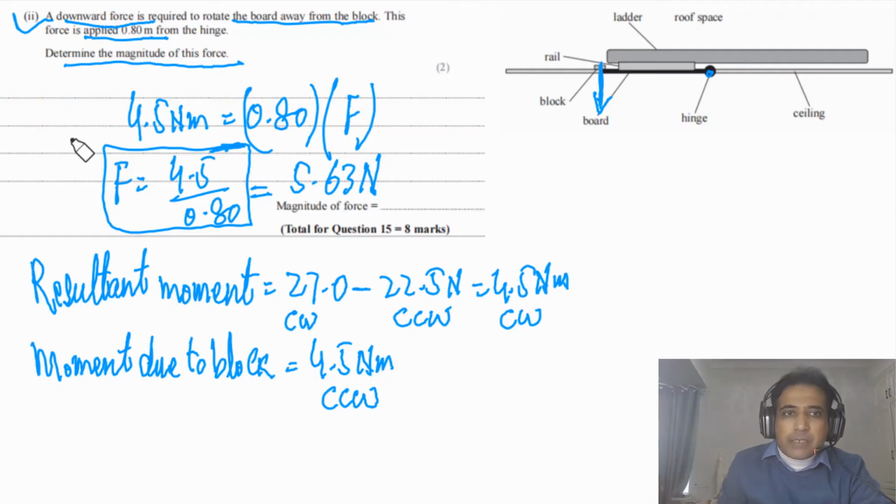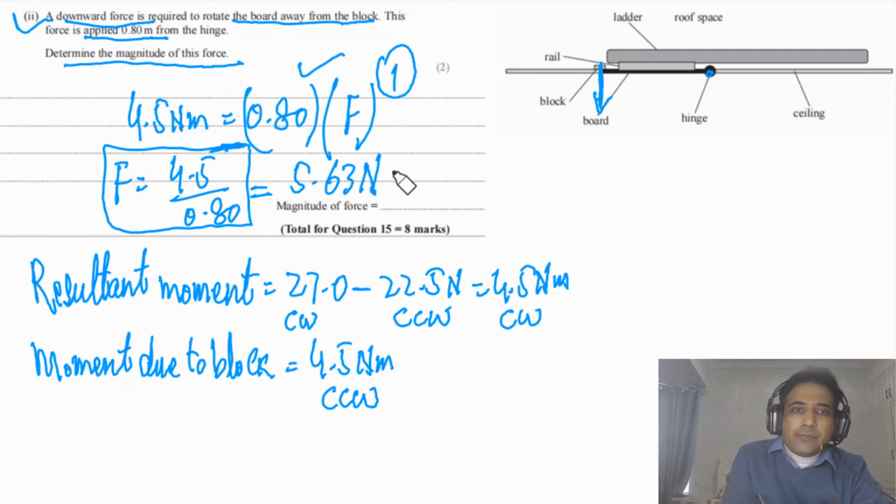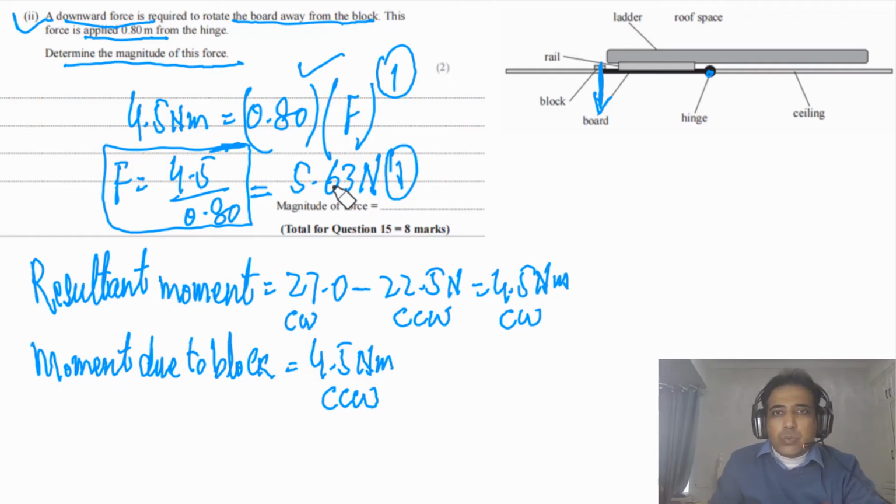This question has 2 marks. If you have used this formula, moment is equal to Fx, you will get 1 mark, and if you have got the right answer you will get 2 marks.